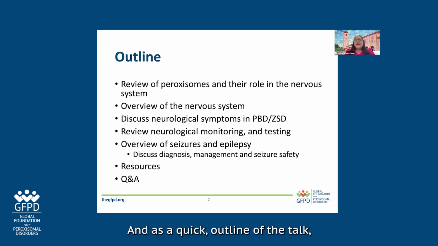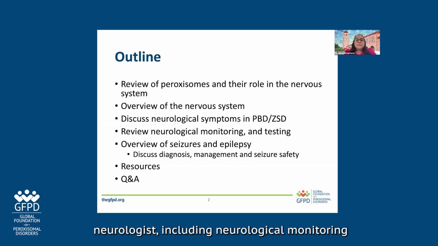And as a quick outline of the talk, so that we're all on the same page, I'll be reviewing very briefly the role of peroxisomes and the role of the nervous system, reviewing what I mean when I say the nervous system, and hopefully getting some input from all of us here today about the neurological symptoms that can occur in peroxisomal biogenesis disorder and Zellweger spectrum disorders. And then reviewing the role of the neurologist, including neurological monitoring and testing and what that can look like.